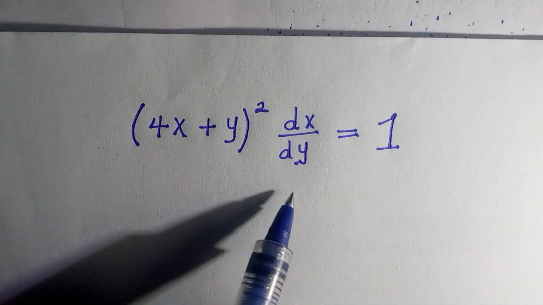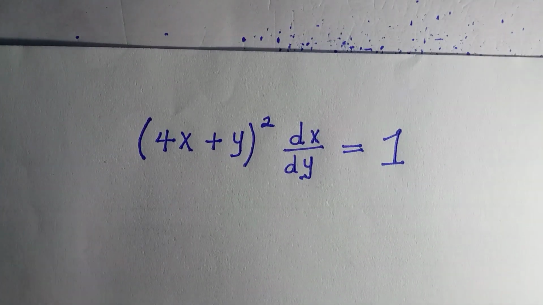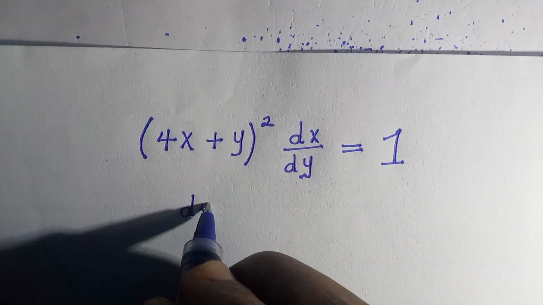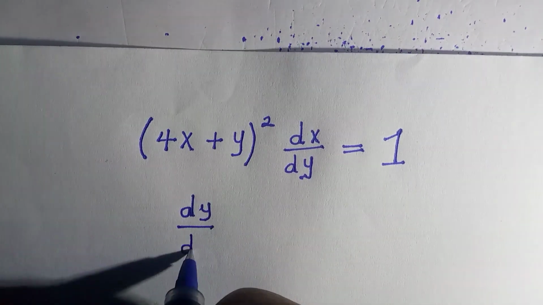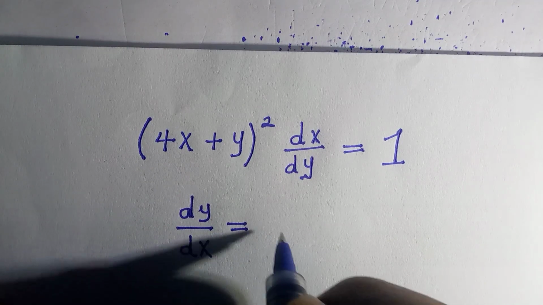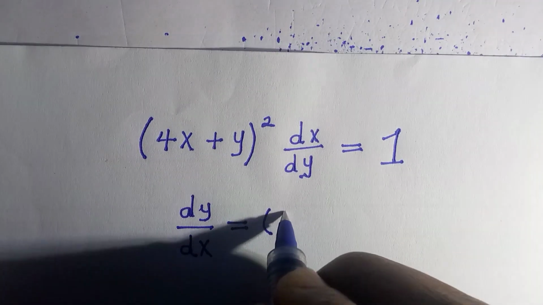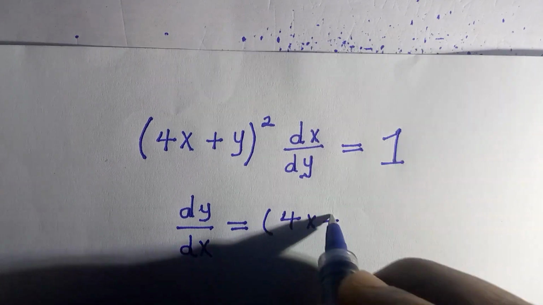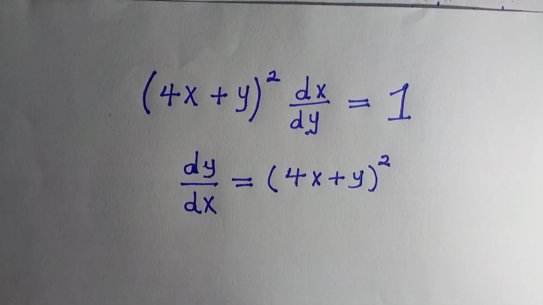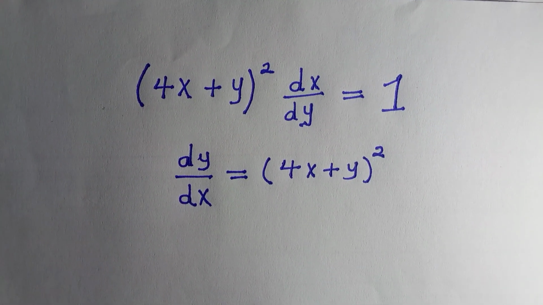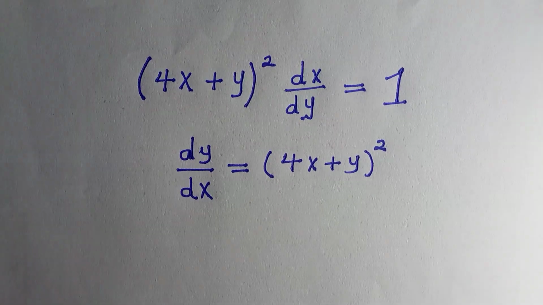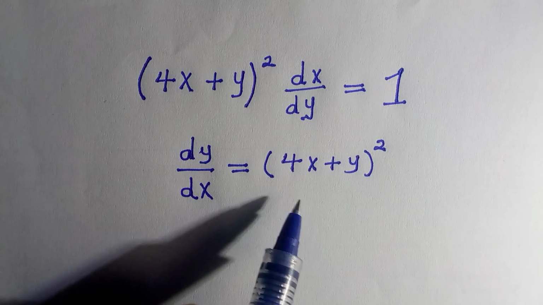If you have this, we make y the numerator, as y divided by x. So we cross multiply and later divide both sides by x. And here we have (4x plus y) raised to the power of 2. The next thing to do: it's not easy to separate this by cross multiplying by x, so it's not easy to separate.